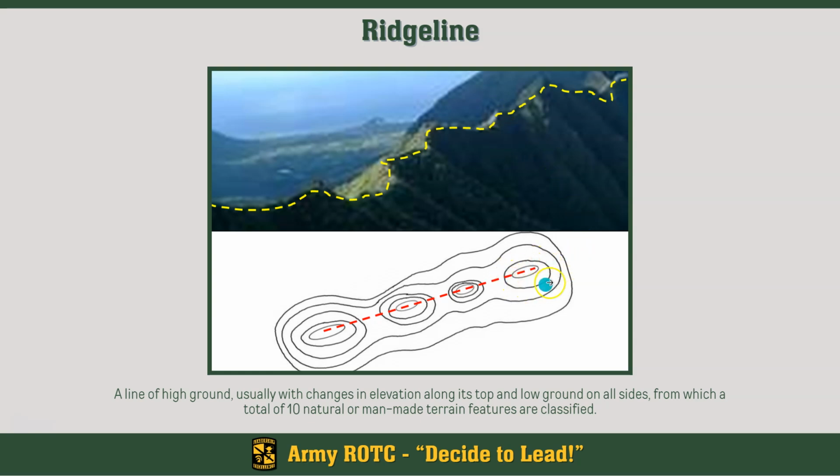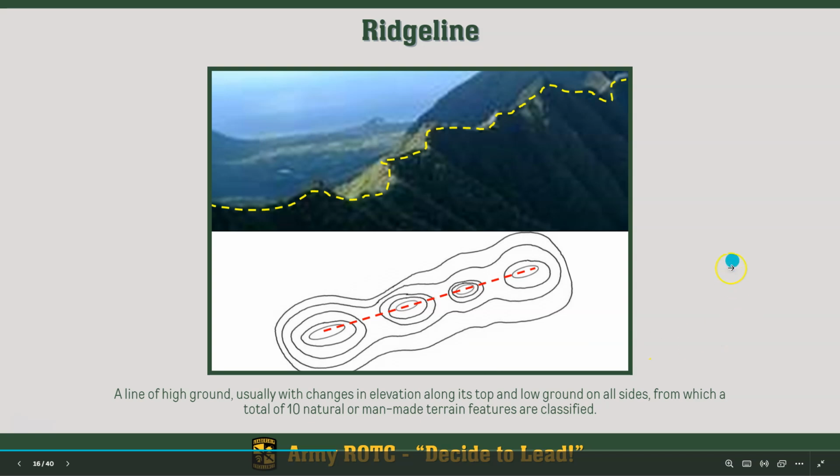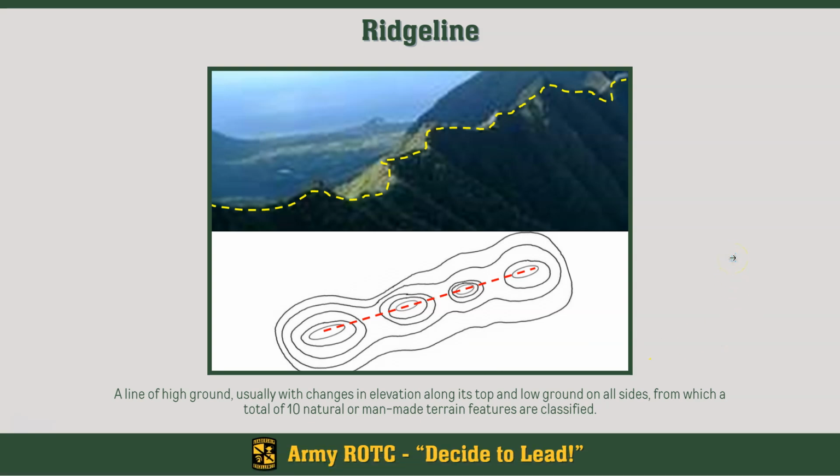And on a map, you're going to see multiple hilltops, just like this, with those same U-shaped contour lines coming off, showing that degree of elevation change. So this is really just a line of high ground, usually with changes in elevation along the top and low ground on all sides. And this is, a total of 10 natural or man-made terrain features are classified.